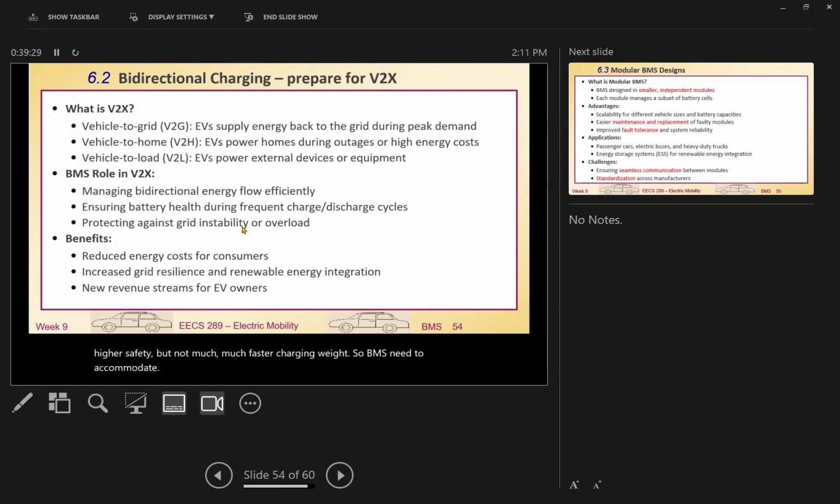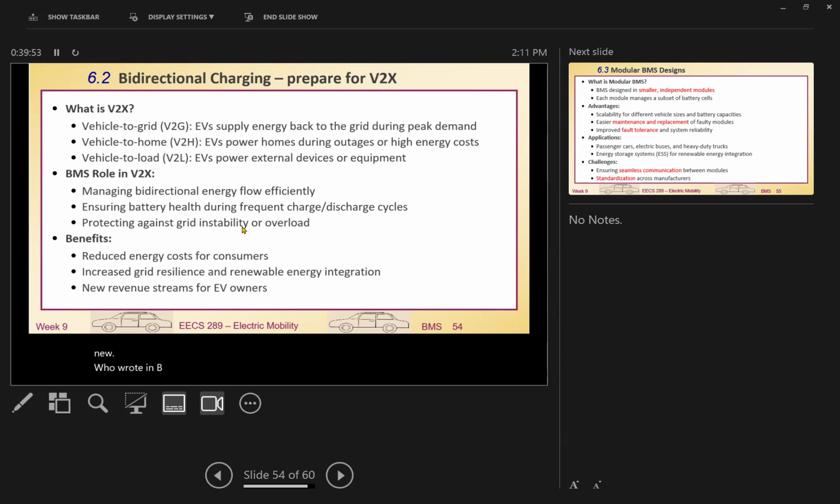We also need to think about another new direction for BMS, which is bidirectional charging. In the past, the battery was unidirectional. With V2X, vehicle to grid, the battery can be charged back to the power grid. That is the issue we need to look into. So the future BMS needs to look into a new role in V2X.